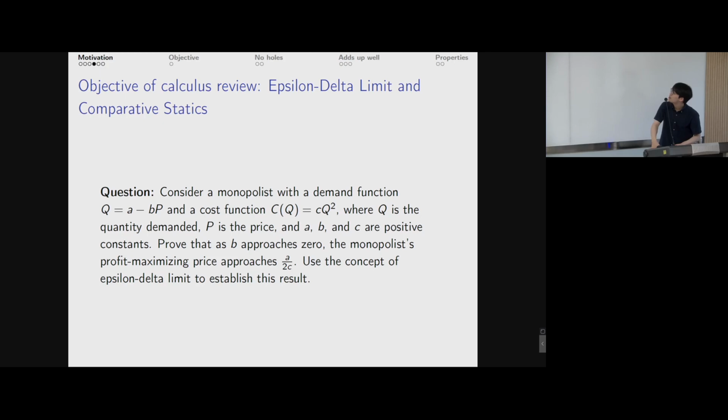So this is another question where you would use limit analysis related definitions or concepts in order to solve it. Like you have a question where a monopolist has a demand function and there's a cost function, and what you're trying to do is show that as the value B approaches 0, the monopolist's profit maximizing price will approach A over 2C. So in these kinds of questions, as some parameter approaches some value, you want to show that the monopolist price also approaches some value.